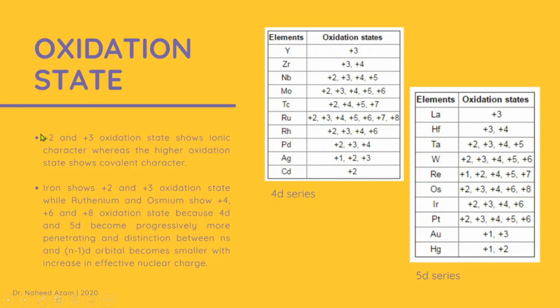Now the important point is +2 and +3 oxidation states show ionic characteristic, whereas the higher oxidation states show covalent characteristic. Iron shows +2 and +3 oxidation state, while ruthenium and osmium show +4, +6, and +8 oxidation state, because 4d and 5d become progressively more penetrating, and distinction between ns and (n-1)d orbital becomes smaller with increase in effective nuclear charge.